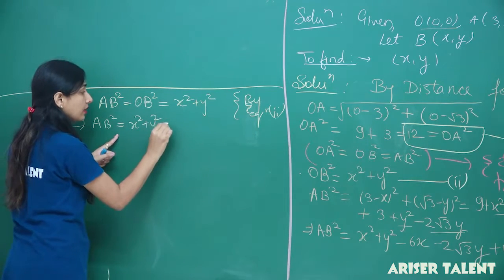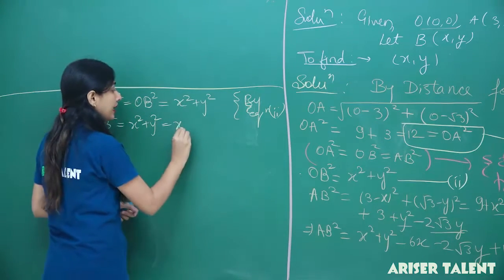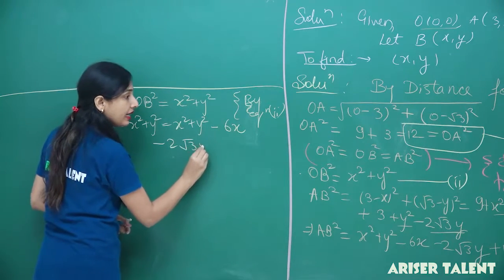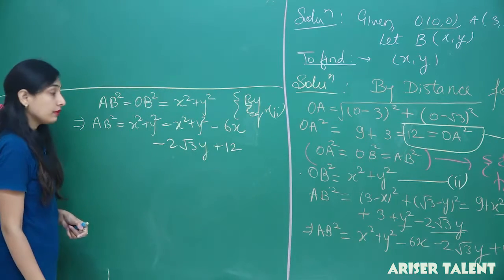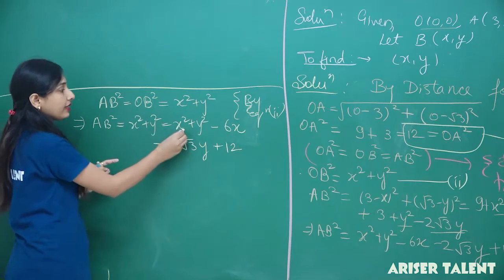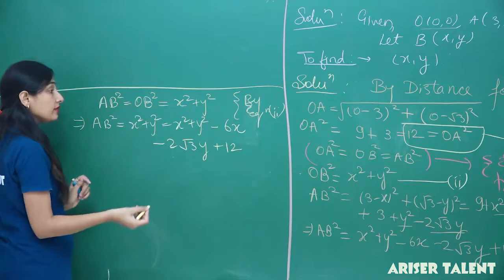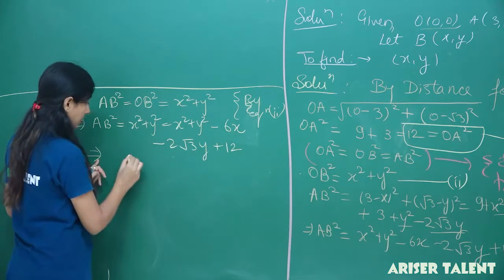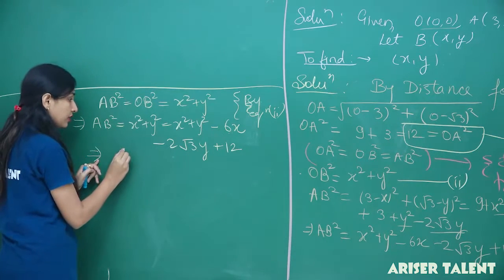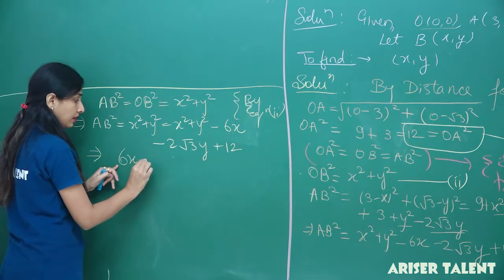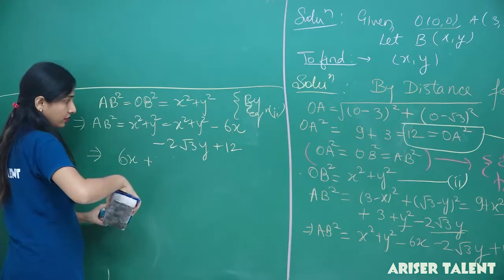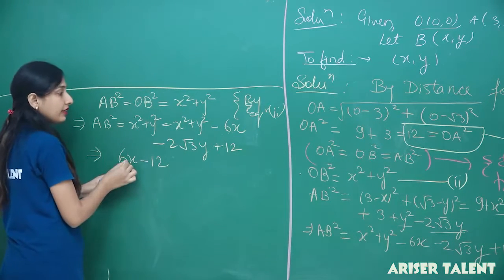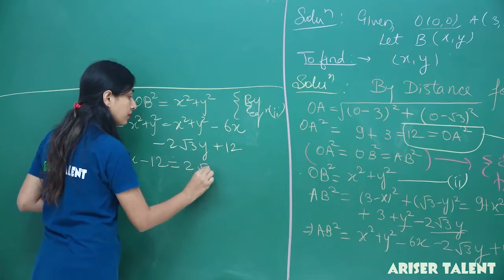x square plus y square equals this complete equation: x square plus y square minus 6x minus 2 root 3 y plus 12. Now if it is so, the x square and y square can be cancelled out easily. So what will this equation become? If I transpose it here, 6x minus 12 equals 6 root 3 y.